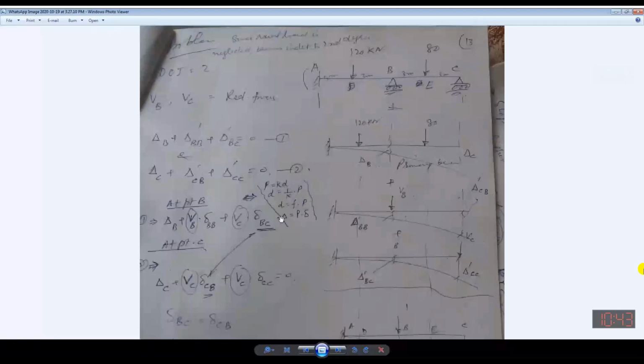Now from this observation you can formulate an equation. Which one? That is the first equation: delta B plus delta dash BB plus delta dash BC should be equal to 0. This is one equation. So, okay? CR. Yes, sir. This is the first equation. The second equation is this one: delta C plus delta dash CB plus delta dash CC should be equal to 0. This is the second equation.